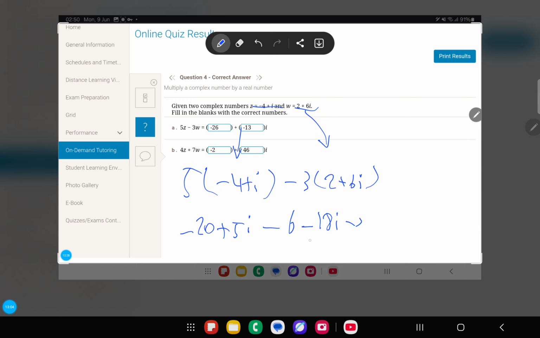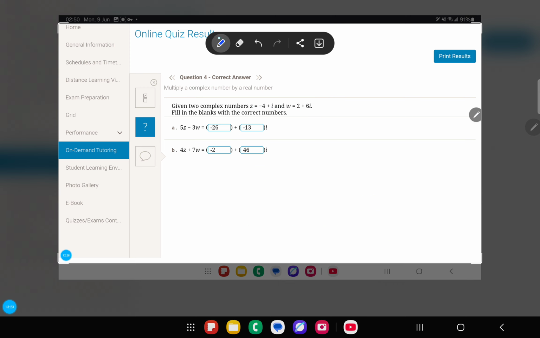Now just simplify. You get -20 plus -6 is -26. And then -18 plus 5 is -13i. Okay, don't forget the i. So it's -26 minus 13i. And that's exactly it. Okay? Now that's it for the first one. Now for the second one.